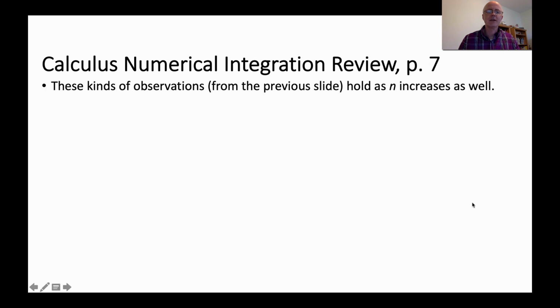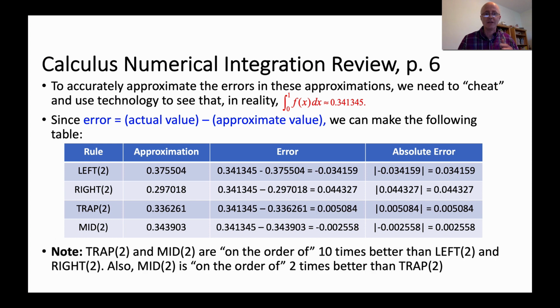What else do we want to see here? These kinds of observations that I just made from the previous slide hold as n increases as well. Forgot to say, left and right are on the same order of each other. You know, these absolute errors are in the same rough ballpark of each other. That continues to hold when n is bigger.